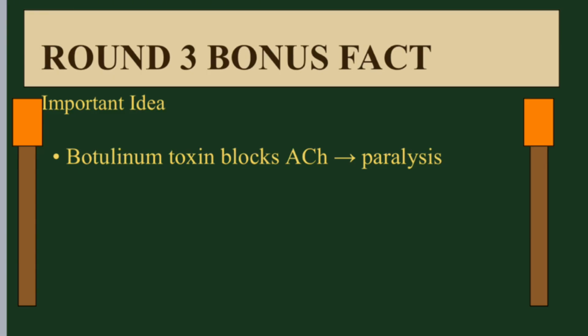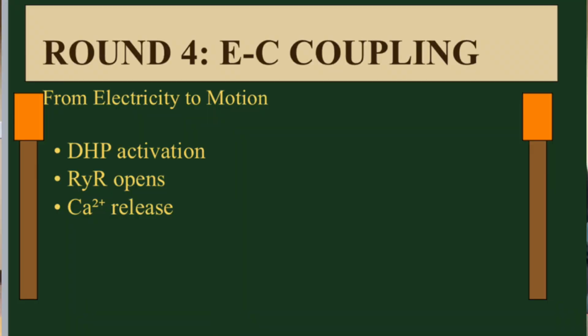Correct. Without ACh, no depolarization occurs. Round 4. Excitation-contraction coupling. From signal to strength, each contestant will explain a deeper step. Contestant A. Calcium binds to troponin, causing tropomyosin to shift off the binding sites on actin.